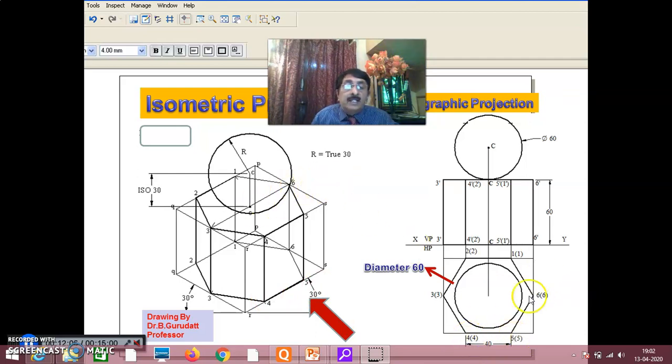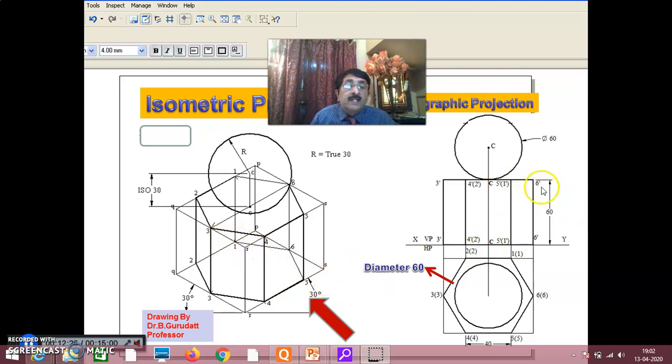Right vertical edge 6 6. Back 1 1 and 2 2. Okay. In that way, height is 60. Then 3 dash 3 dash. Then 4 bracket 2, 4 dash bracket 2 dash. 5 can be seen, 1 cannot be seen. 5 dash bracket 1 dash, here.